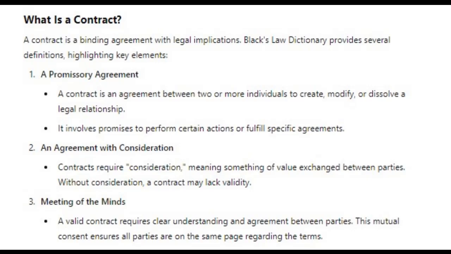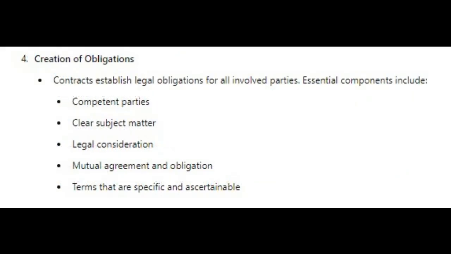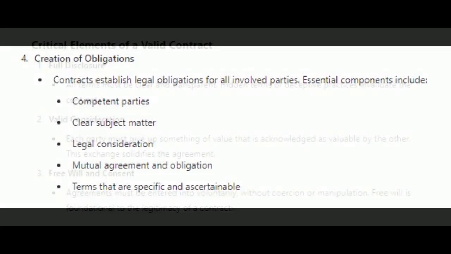Meeting of the minds. A valid contract requires clear understanding and agreement between parties. This mutual consent ensures all parties are on the same page regarding the terms. Creation of obligations. Contracts establish legal obligations for all involved parties. Essential components include competent parties, clear subject matter, legal consideration, mutual agreement and obligation, terms that are specific and ascertainable.